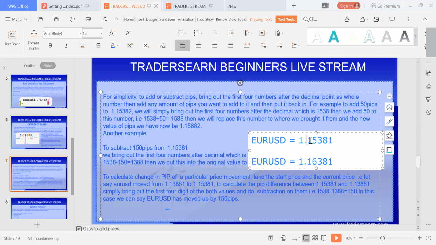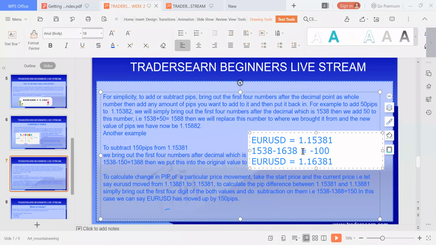Very easy. Just bring out this value here, which is the start point. Then minus it from this value here. Remember, you are taking it from the first number after the decimal point to the last number here. So minus this, and that's going to give you something like this: 1538 minus 1638.